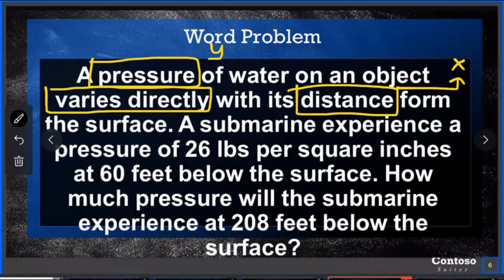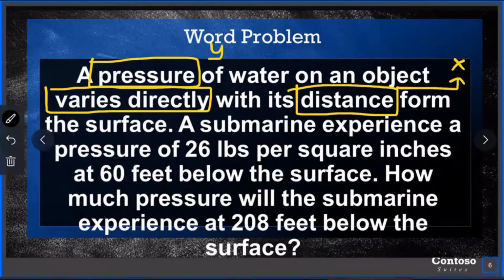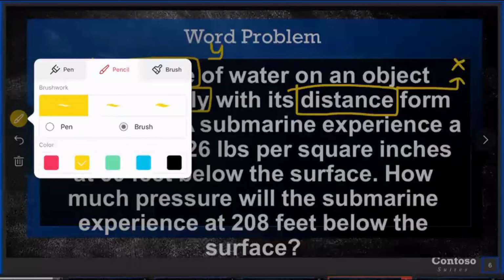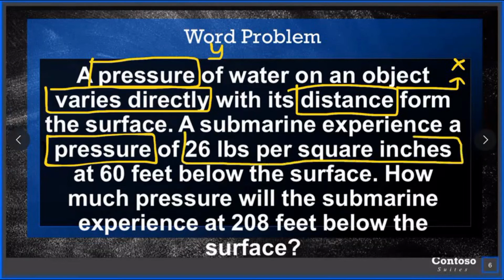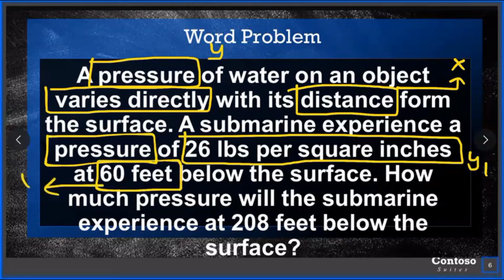Sabi dito, a submarine experienced a pressure. Meron tayong nakuhang word na pressure. So if we're talking about pressure, we are talking about Y. So anong nabanggit na pressure natin dyan? We have 26 pounds per square inches. So this is our Y sub 1. And at 60 feet below the surface. So 60 feet, we're talking about X. Therefore, this is our X sub 1.